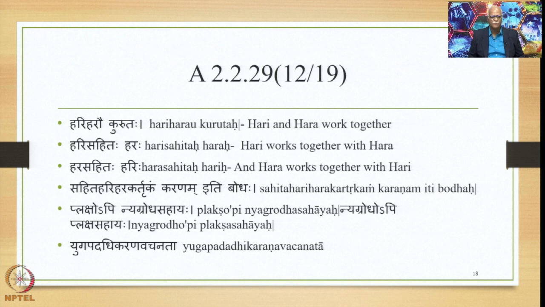Similarly, in the form plakshanyagrodhau, they say plakshopi nyagrodha sahayaha, nyagrodhopi plaksha sahayaha. This is explained in the commentaries using a technical term called yugapat adhikarana vachanata. Yugapat adhikarana vachanata, which is highly debated and also discussed even in the modern times.